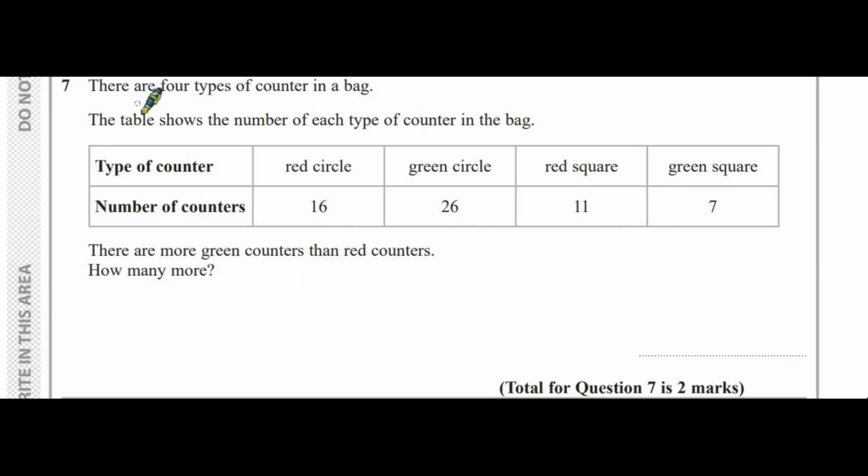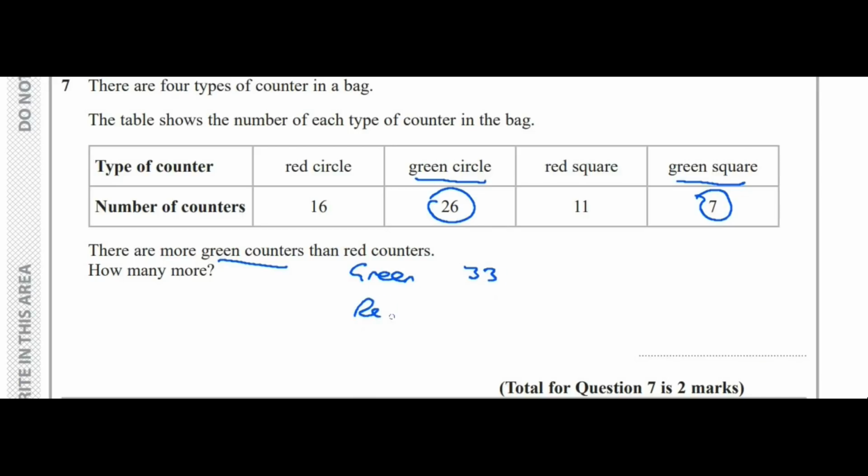Question 7 is telling us there are 4 types of counter in a bag. The table shows the number of each type of counter in the bag. We have a table and then the question. There are more green counters than red counters. How many more? So first of all, let's have a look at what's actually in the bag. Well, green counters, we have some green circles, 26 of them, and green squares, 7 of them. So our total number of green counters is 26 plus 7, 33.